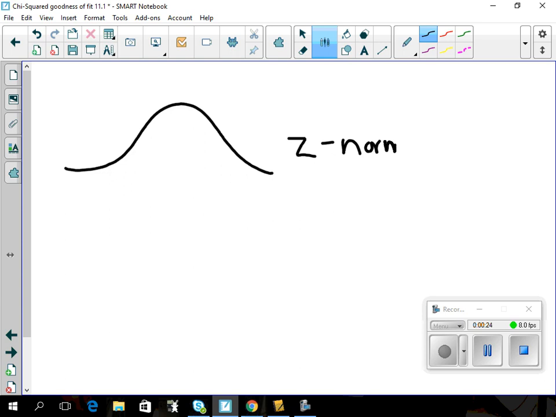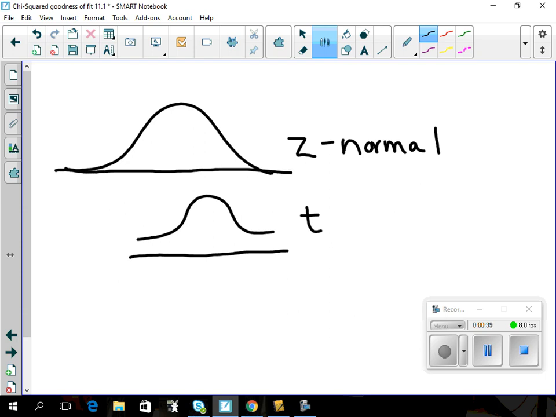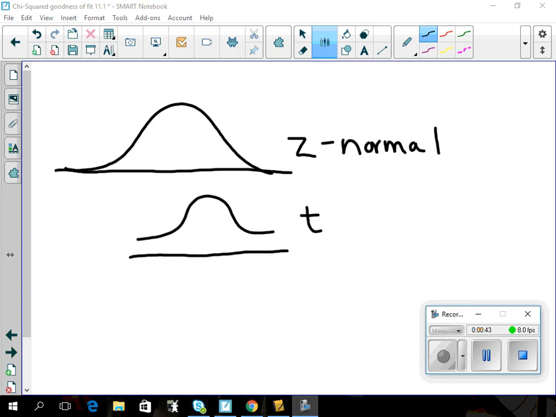What does the shape of a T distribution look like? Fatter tails. Similar shape though, right? Still unimodal, still symmetric, but it has fatter tails, like these tails. Like fatter tails at the end, right? T distributions, but still the same shape.